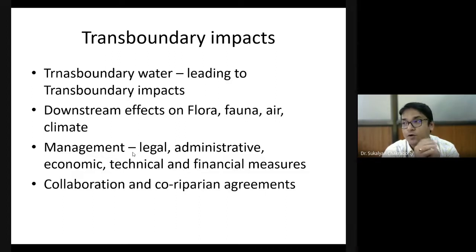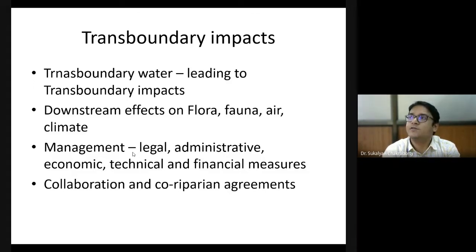So finally, what would happen? The more dams they would build over there, less water would come in the Brahmaputra, and finally we would suffer. Similarly, that was the case of Indus also, the case of Ganga also with Bangladesh. So transboundary impacts have been felt all over the world. Syria, Egypt, that's a lot.